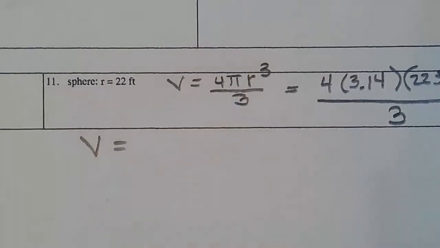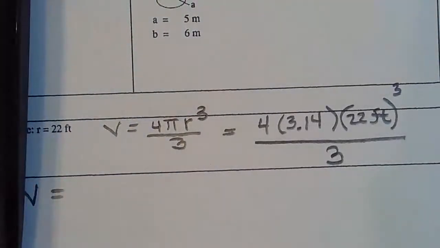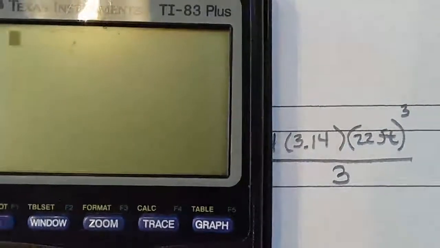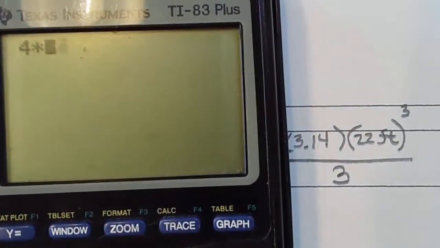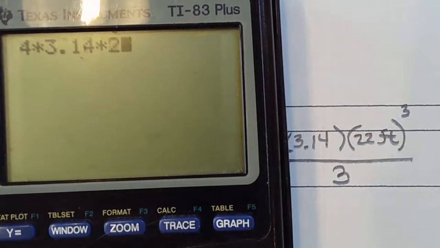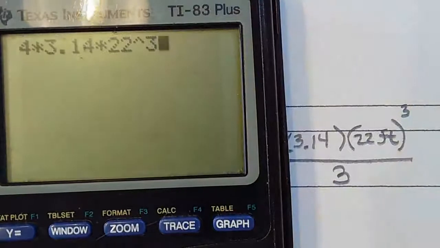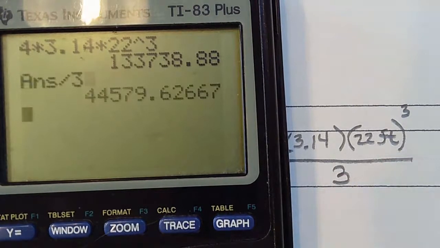So the volume here would be, let me press all this in, 3.14 into 22. Okay, so 4 times 3.14 times 22, but with a cube on it, so raised to the third power. So it's this times 22 raised to the third power. I'm going to let my calculator get that answer first, and then my last step will be dividing by 3, just as you see right here, division by 3. That gives me 44579.6.